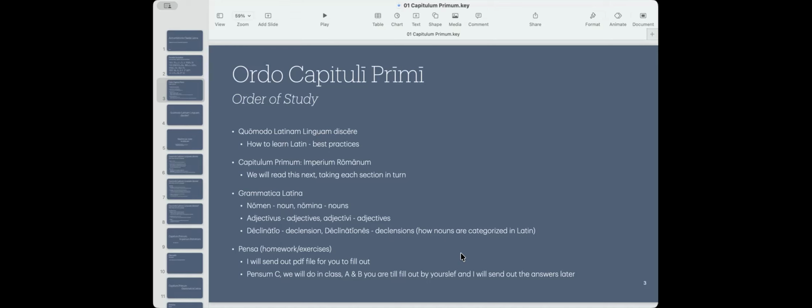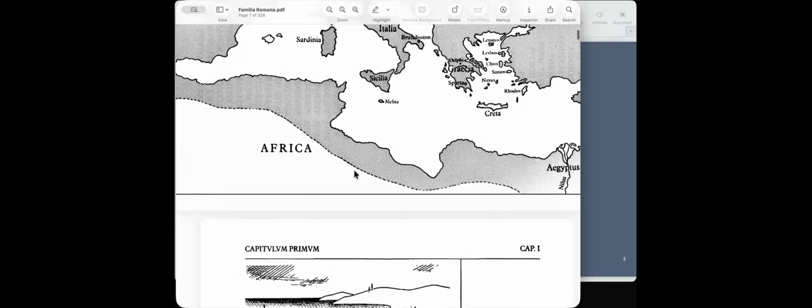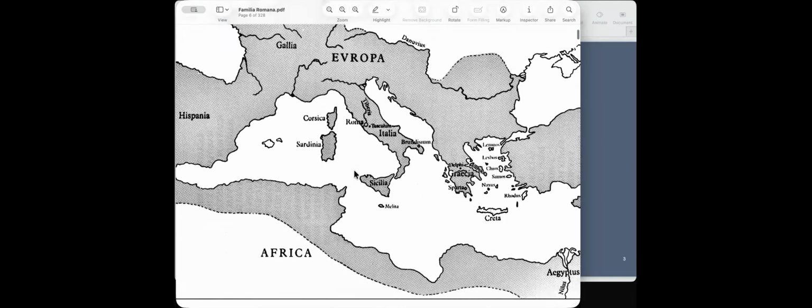I want to talk about a few things, and then we'll start in on the first chapter, Capitulum Primum Imperium Romanum, and we will go through the entire text. There are 3 sections, and I'll talk about that in a minute. And then eventually the Grammatica Latina, and then the Pensa. And let me add this to the share. There we go. So let me talk a little bit about the book.